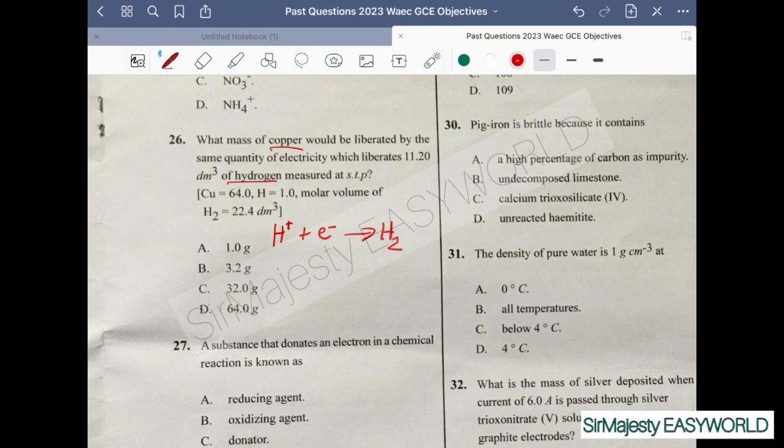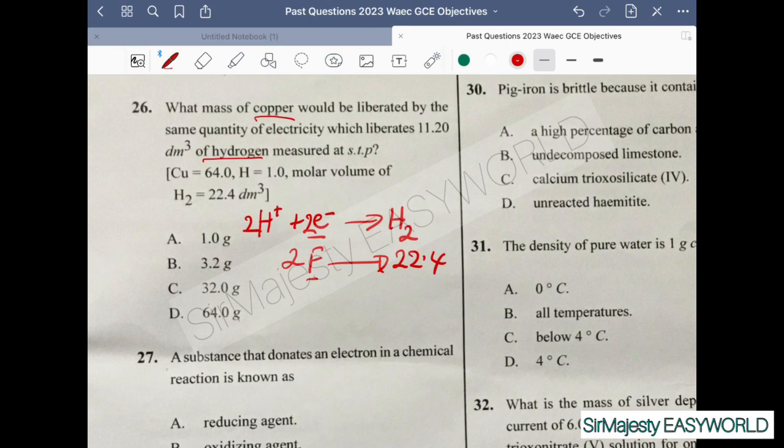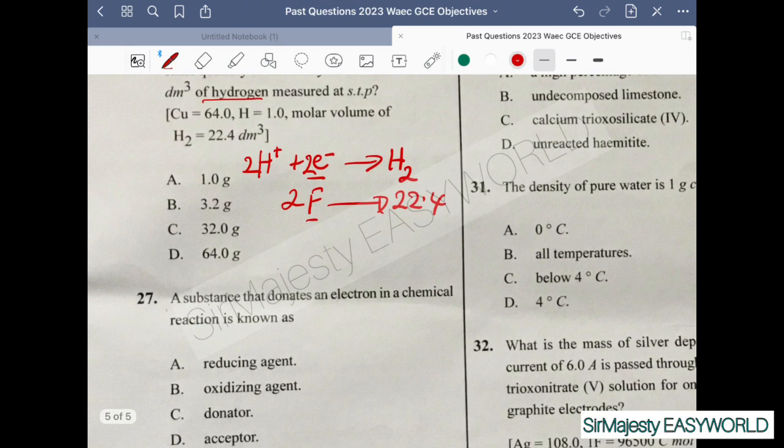In that case, if we have 2 there, it means that the electron has to be 2 and this has to be 2. And therefore, it shows that 2 Faraday, that's 2e⁻ means 2F also, will give us 1 mole of hydrogen gas. And 1 mole of any gas at STP is 22.4. Understood? Now, they said, what mass will be liberated by 11.2? If you watch this, you now ask yourself, 11.2 will be liberated by what quantity? X. Automatically, if you check here, the half of 22.4 is 11.2.